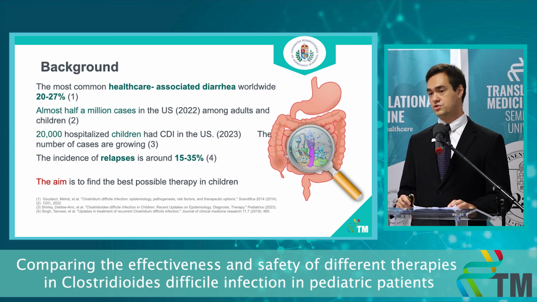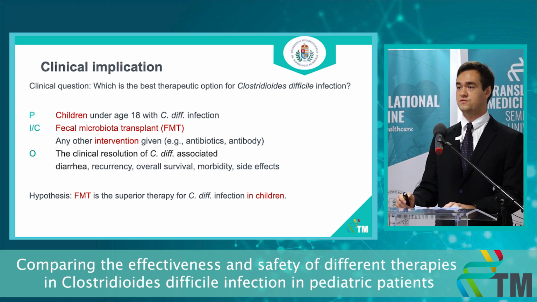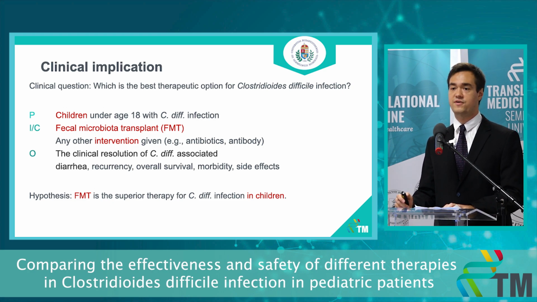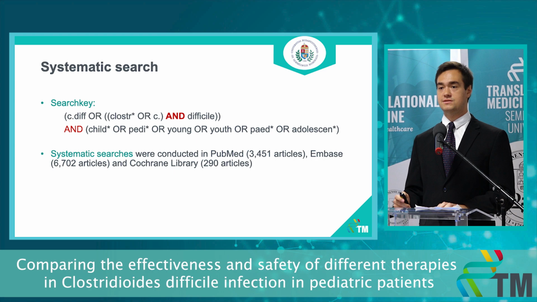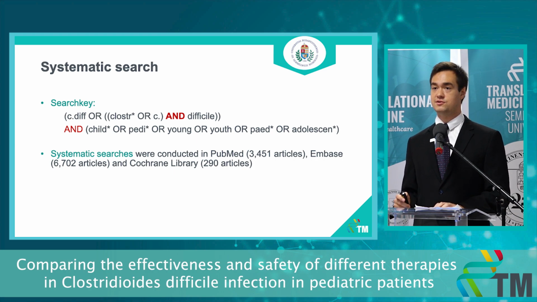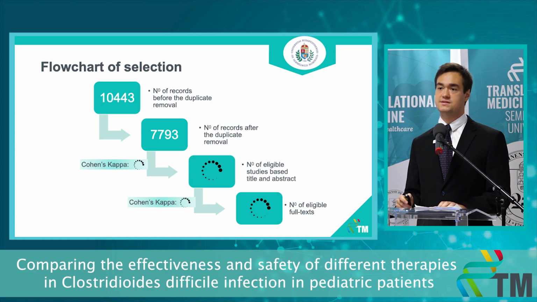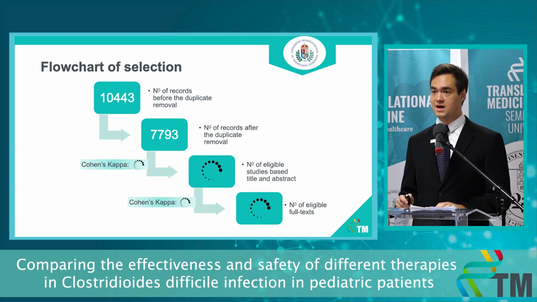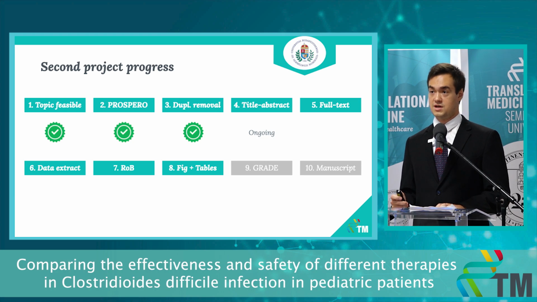So for them, it's crucial to get the best possible treatment against C. diff too. So our clinical question is: which is the best therapeutic option for C. diff infection? We use the PICO framework, and our hypothesis is that FMT is the superior therapy for C. diff infection in children too. We did our systematic search with this final search key in the 3 main databases, and after duplicate removal we've got almost 7,800 hits, and the title and abstract selection is ongoing now.